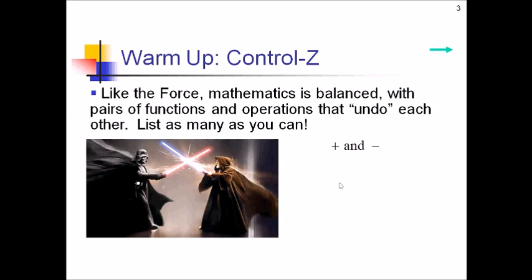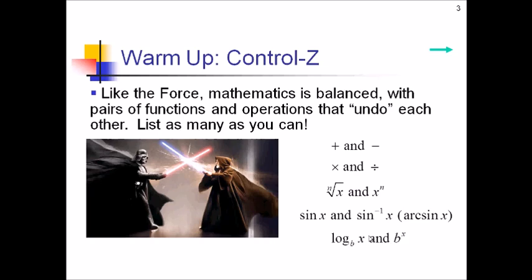Now, a lot of people are going to come up with multiplication and division. That's a good one. Some people might come up with square root and square. Just to make it more general, you can have an nth root and an nth power, and those will undo each other. Later on this year, we'll see that sine and inverse sine, or arcsine, undo each other. In fact, all the trig functions have inverse functions. And logarithmic functions and exponential functions also undo each other.